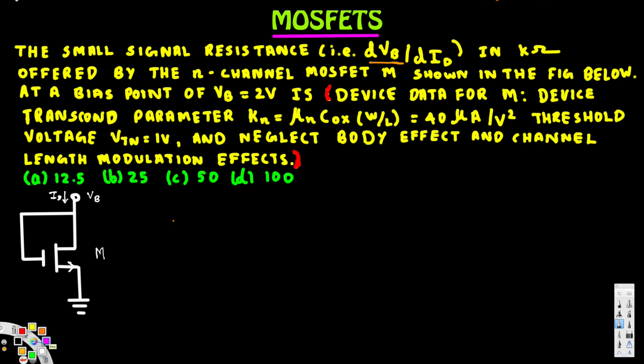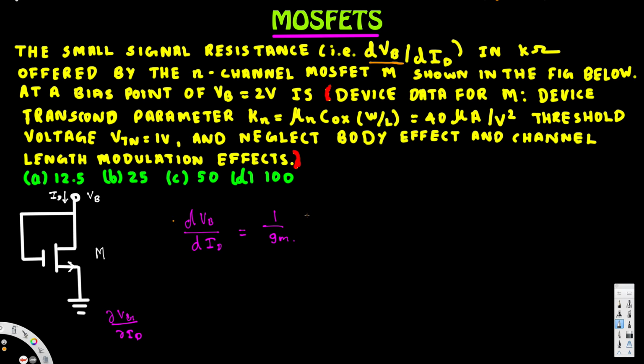Let's write this one down right here, dVb by dId. Now this is the inverse of transconductance. If you remember, the transconductance equation is given by dId divided by dVg. But here we have dVb divided by dId, so this is the reciprocal of transconductance, so this is 1 over Gm. We are interested in calculating this because this is the one that is going to give us the resistance. First of all, we have to know which region we are in right here.